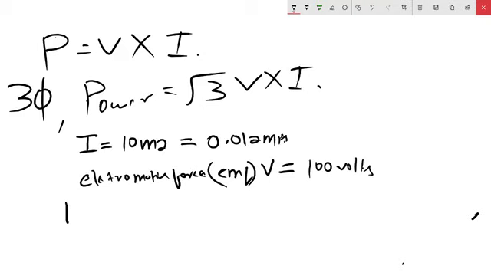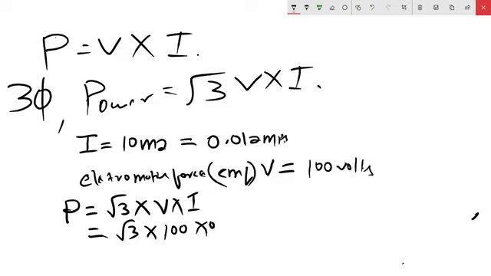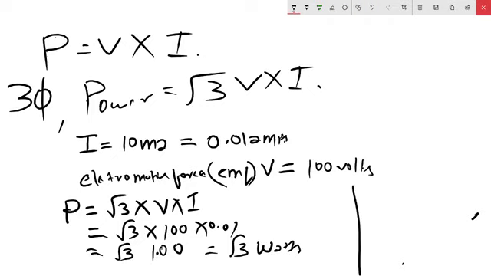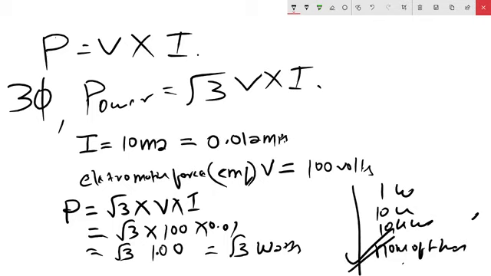So P is equal to root 3 into V into I, which is equal to root 3 into 100 into 0.01, which is equal to root 3. How much will it come? 100 times 0.01, if you take the decimal, okay, root 3 watt will come. But in the options you have 1 watt, 10 watt, 10 kilowatt, and one option is none of these. So this will be your answer.